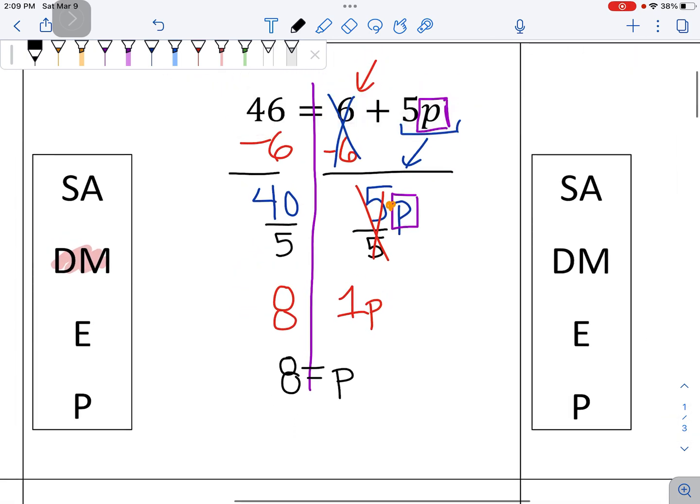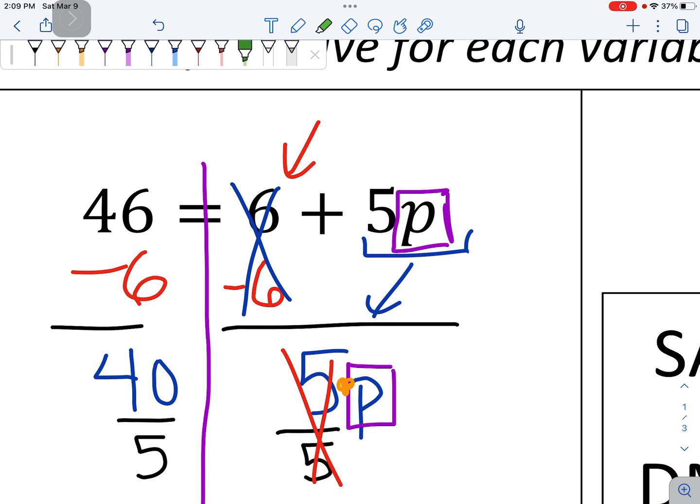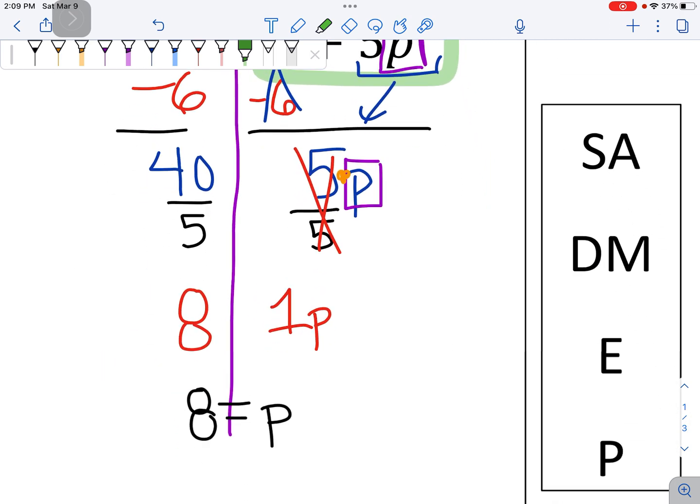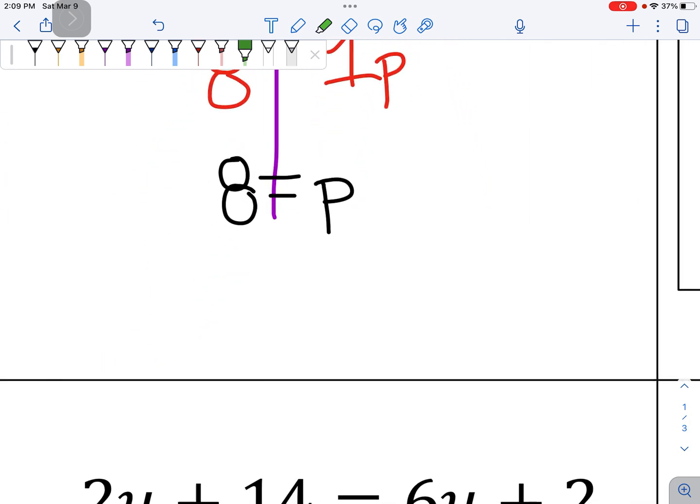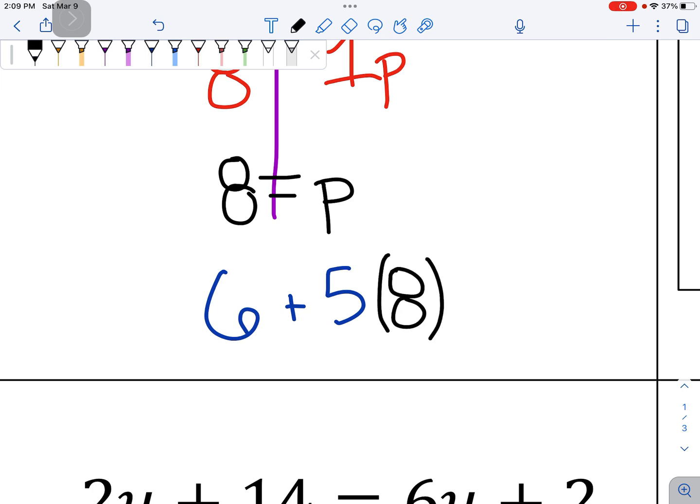Okay, we're going to go back to the original problem and see if substituting 8 makes sense. So here's the original problem right there, 6 plus 5p. I'll rewrite it, 6 plus 5p, but I'm going to now replace the p with 8, because that's what we said was the value of p. Right? So multiply first. 5 times 8 is 40. 6 and 40 makes 46.